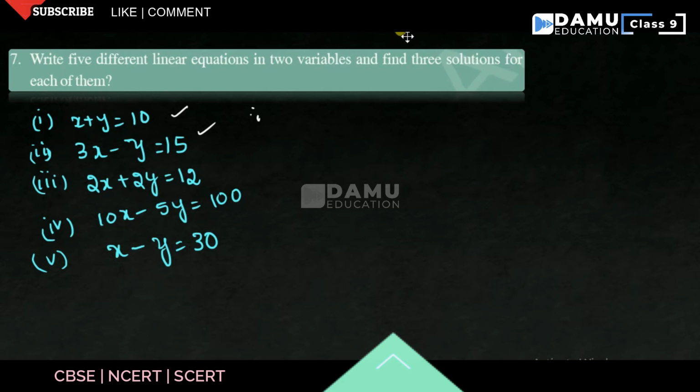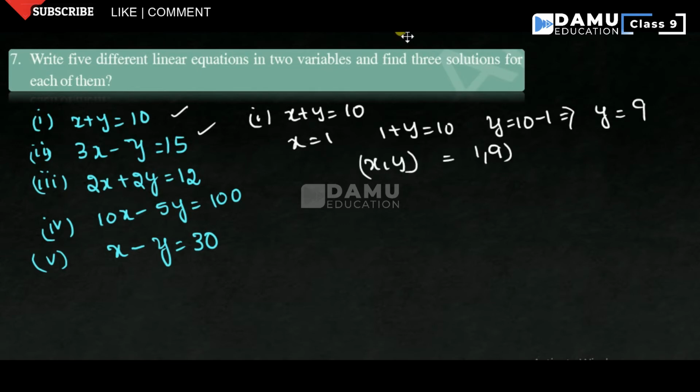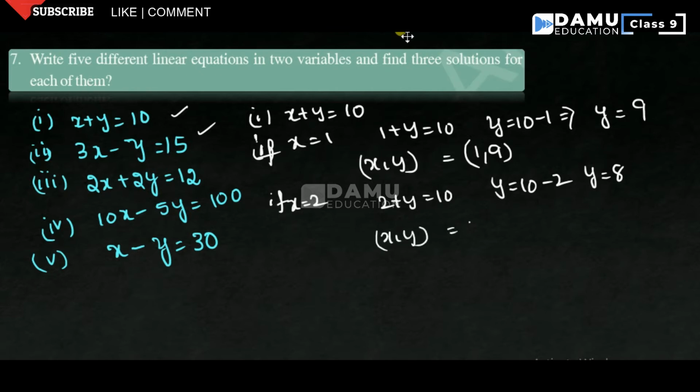So first one, x plus y will be equal to 10. Let's write x equal to 1. Then what is the y value? 1 plus y will be equal to 10. That implies y will be equal to 10 minus 1, that is y will be equal to 9. So x comma y is the solution, that is 1 comma 9. Next, if x is equal to 2, then 2 plus y will be equal to 10, that is y will be equal to 10 minus 2, that is y will be equal to 8. So x comma y will be equal to 2 comma 8.